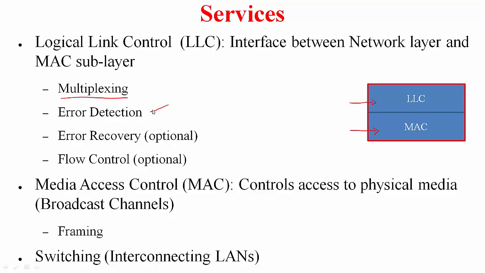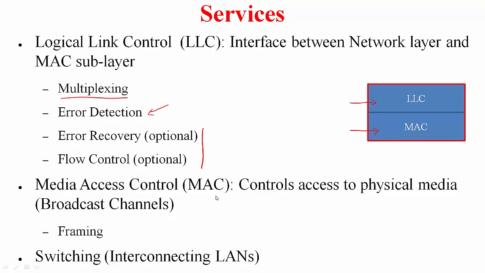Another job that the link layer does is error detection. We'll again cover this in detail. Optionally, it can also do error recovery as well as flow control. It's optional because not all link layer protocols employ these two. For example, Ethernet doesn't do error recovery or flow control, whereas some of the wireless protocols do.